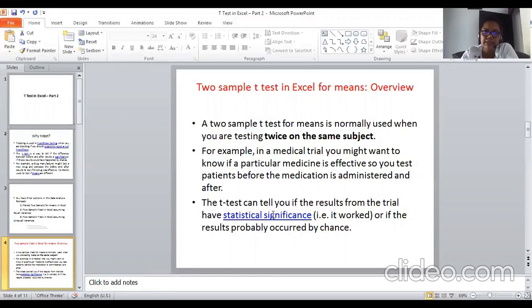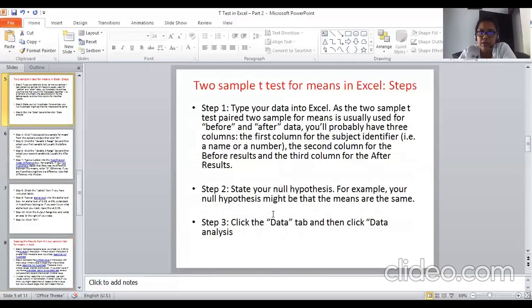The t-test can tell you if the results from the trial have statistical significance or if the results probably occurred by chance. If it is medicine, has the medicine made a statistically significant change on the patients? In order to check that, you can use this particular technique, the two sample t-test for means in Excel. So these are the steps. Type your data in Excel. The two sample t-test for means is usually used with before and after data.